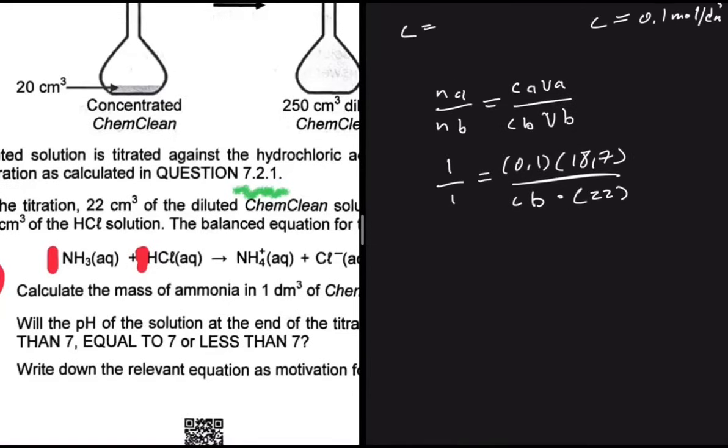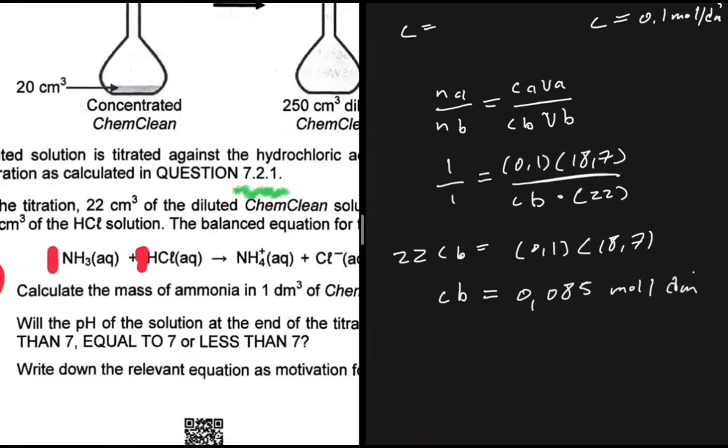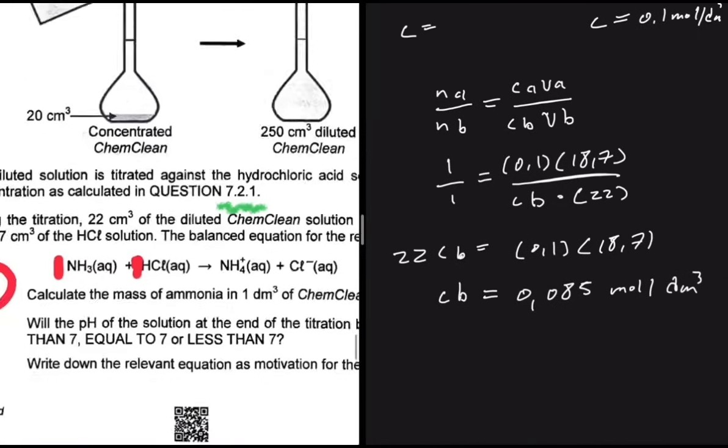So if we cross multiply here, we're going to get 22 multiplied by the concentration of the base being equal to 0.1 multiplied by 18.7, right? Now, as you can clearly see, it is just a matter of dividing both sides by the coefficient of our base. So the concentration of the base will be equal to 0.085 moles per decimeter cube. There we have it, the concentration of our diluted base.